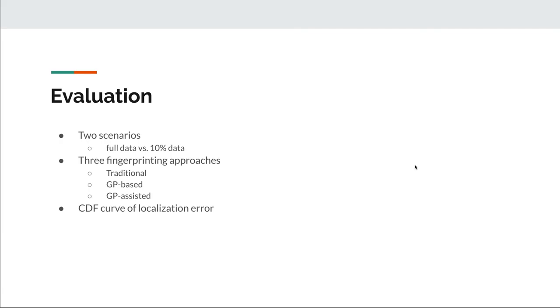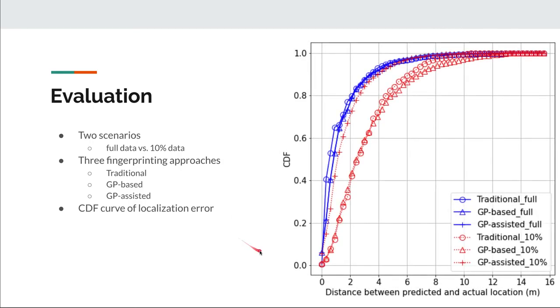And also, we talk about the criteria for localization performance. It is provided by the CDF curve of localization error. Now, what is a localization error? A localization error is defined as the distance between the predicted and the actual location. And the CDF curve can be seen here. We are ignoring the data analysis for now, just looking at the CDF curve.